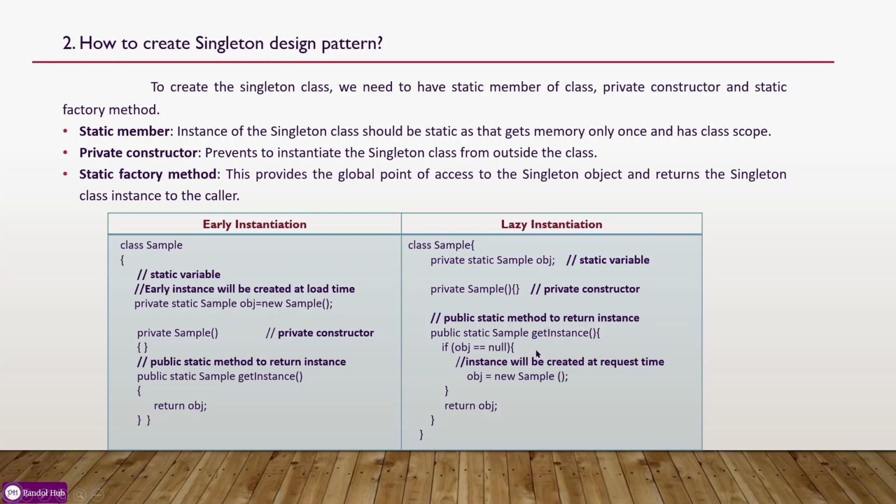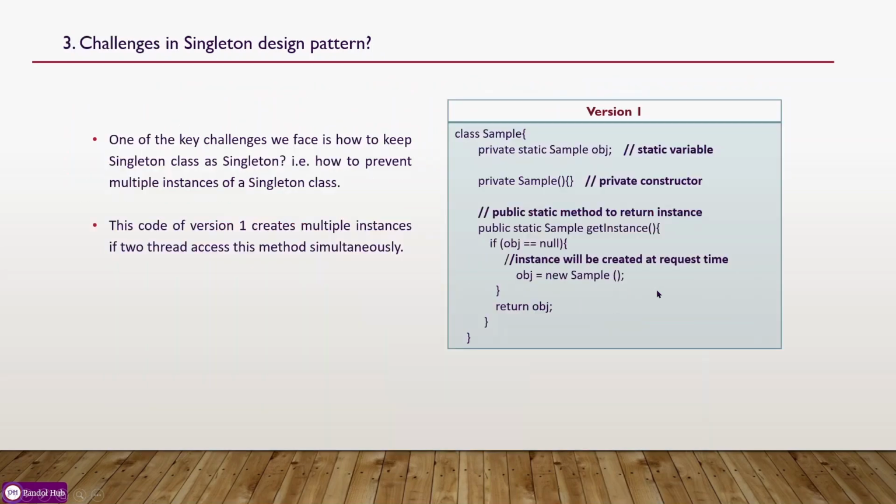Whereas considering the lazy instantiation, at the time of object creation, I haven't instantiated the object. Instead, inside the static method, I have just checked if the object is null. If the object is null, only then I'm going to instantiate it and then return it. So here the object creation of this singleton class is done only at the time when the outside class calls the get instance method of the singleton class. So this is a kind of lazy instantiation.